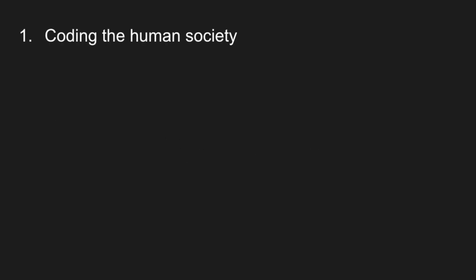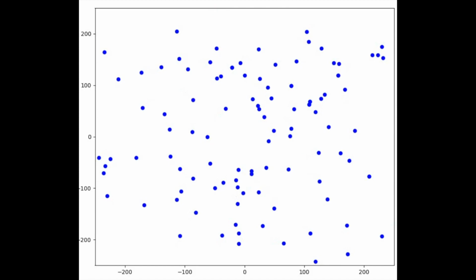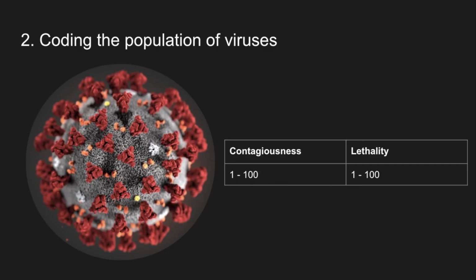All right, procedure. First thing I did was I coded a simulation of the Albertan society. So I simulated a society of 4 million people who constantly walk sort of randomly. Next, I coded the population of viruses. So every virus is assigned two numbers between 1 and 100. The first number stands for its contagiousness, the second stands for its lethality. Now, the higher the number, the more contagious or the more lethal the virus is.